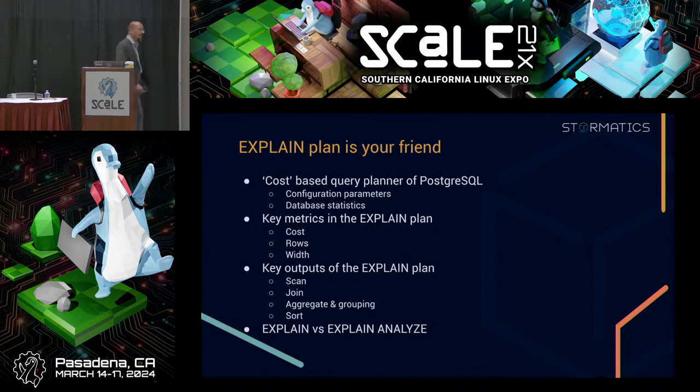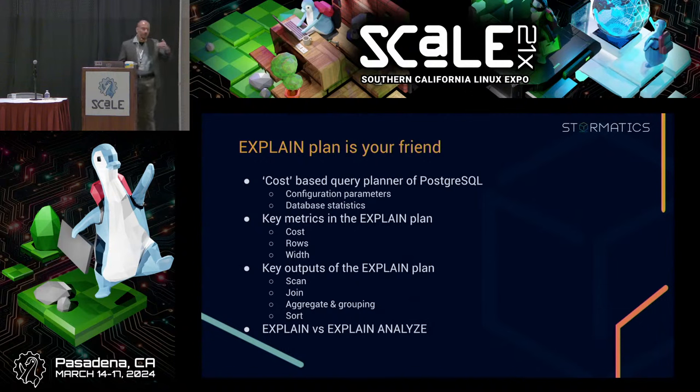Key metrics in an explain plan. I'll come to an example in just a bit to help you visualize what this all means as well. But key metrics that you want to watch out for in an explain plan are cost, rows, and width. Cost, of course, is calculated by the query planner. It's not an absolute number, so don't read it as the number of milliseconds or seconds that the query is going to take, or in any way like that. It's a number that is relative in nature, and the query planner uses that relative nature to determine which cost is higher versus lower.